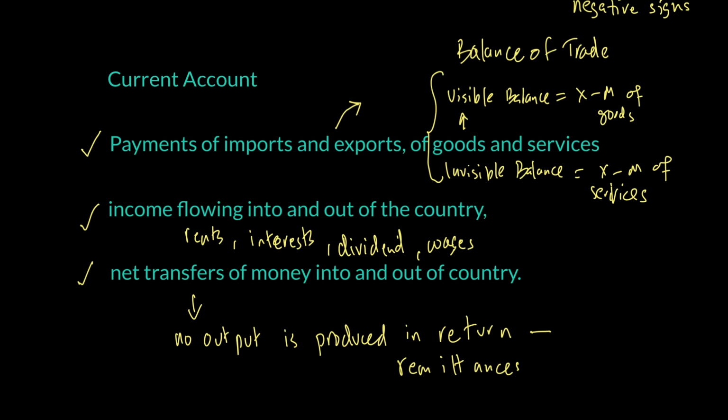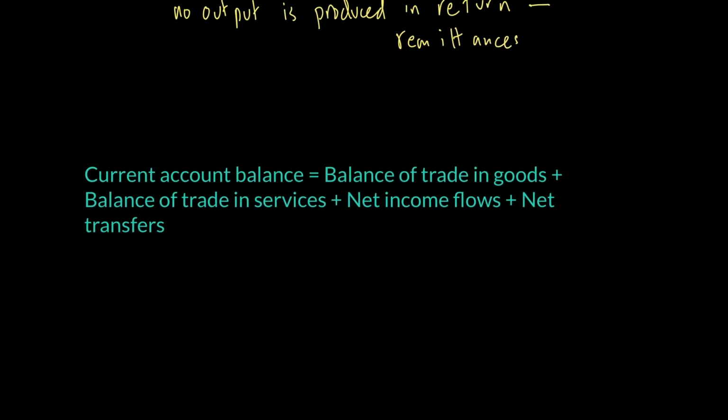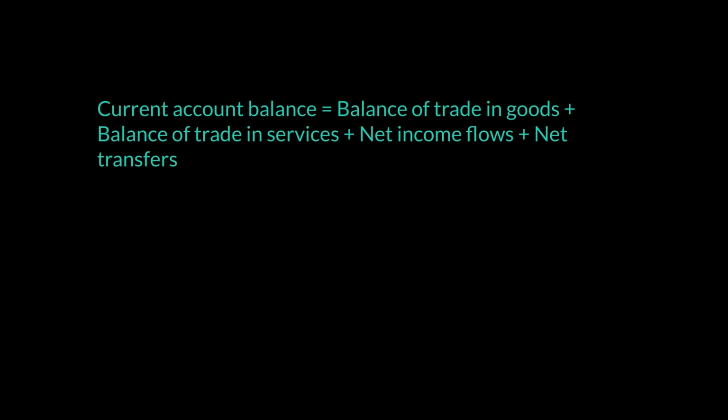And current account is probably the most important section of your balance of payment. So just to reiterate, our current account will include the balance of trade in goods, the balance of trade in services, the net income flows, and net transfers. And any of these accounts might be in a surplus or deficit at any given time. There could be a deficit in the trade in goods, a surplus in the trade of services, a surplus in net income flows, and an overall surplus in the current account. So when you look at a current account balance, all of these could be in a surplus, or all of these could be in a deficit, or one of them could be in a deficit, and so on and so forth.